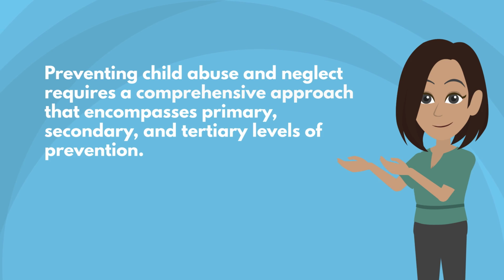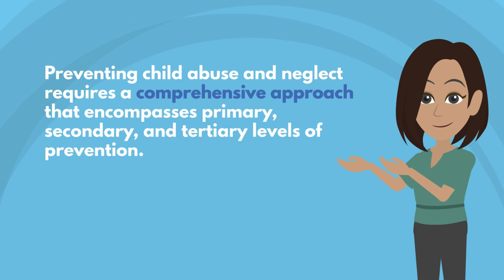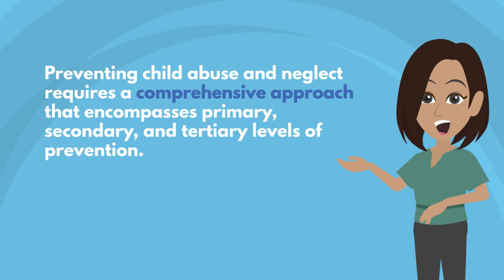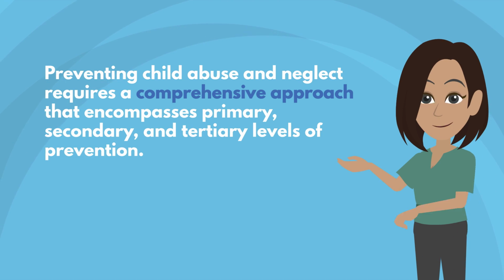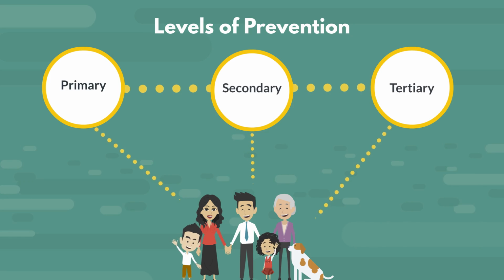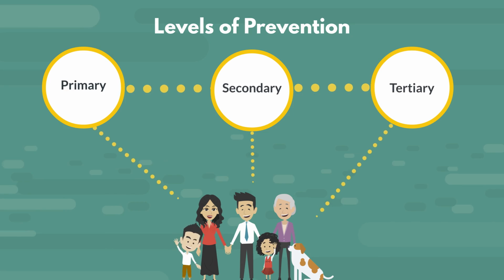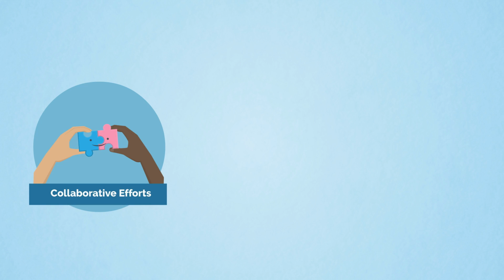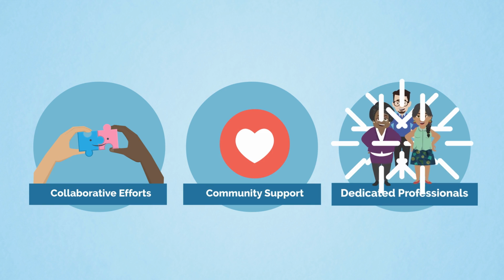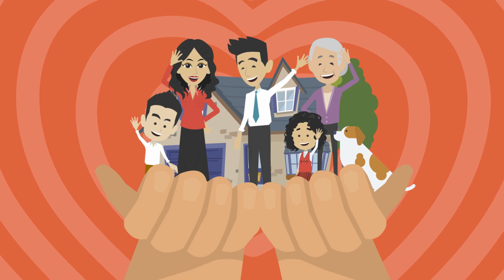In conclusion, preventing child abuse and neglect requires a comprehensive approach that encompasses primary, secondary, and tertiary levels of prevention. By implementing strategies and activities at each level, we can promote safe, stable, and nurturing relationships and environments for all children. Through collaborative efforts, community support, and the dedication of child and family serving professionals, we can work towards creating a society where every child can thrive.